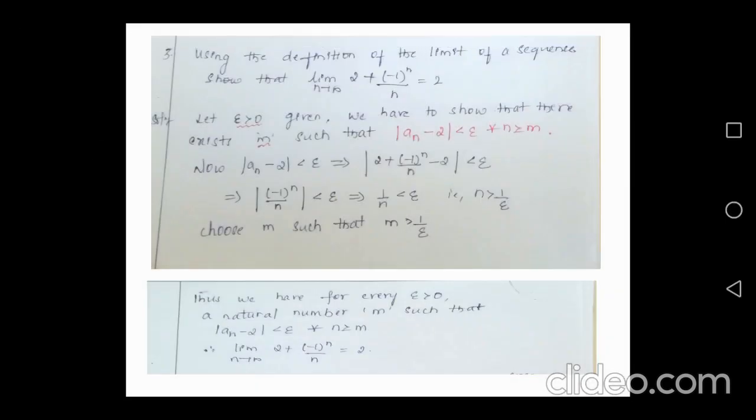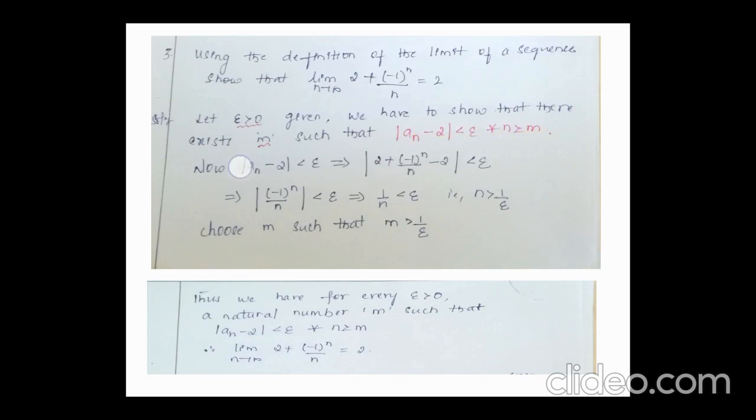So your next example is: using the definition of limit of a sequence, show that the limit of 2 plus (minus 1) to the power of n divided by n is equal to 2. Okay. Now let's see the solution. For a given epsilon greater than 0, we have to show that there exists a positive integer m such that this condition holds. That is, modulus of a_n minus 2 is less than epsilon for all n greater than or equal to m. Okay.